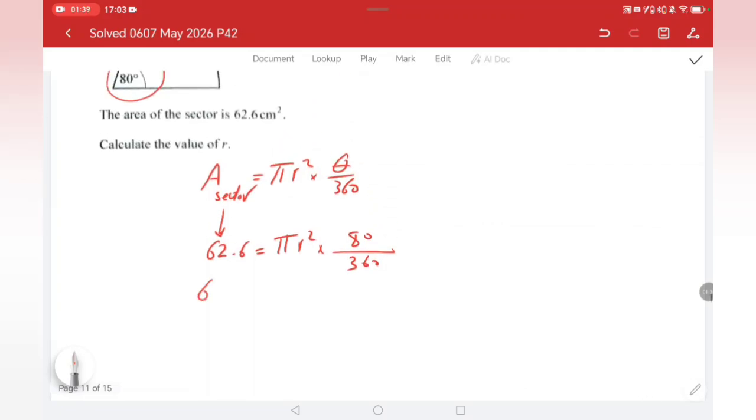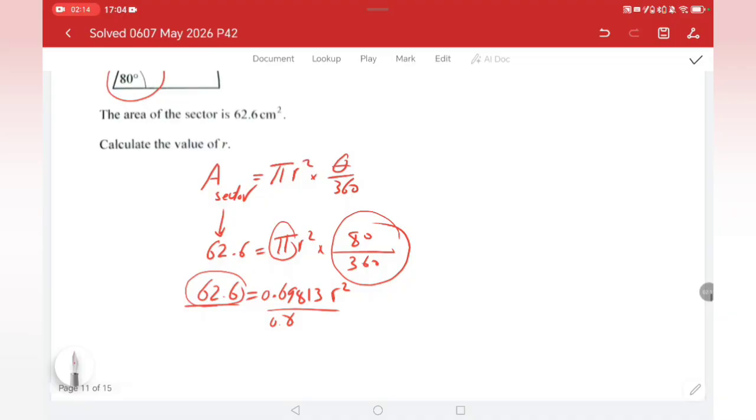So we can say that 62.6. Let's multiply this one by pi. So this 80 over 360 times pi in the calculator. So it's this number like 0.69813. We will divide by this number from the calculator. You can divide this one by the number you have in the calculator. So divide this one by the answer. Okay. 0.69813.